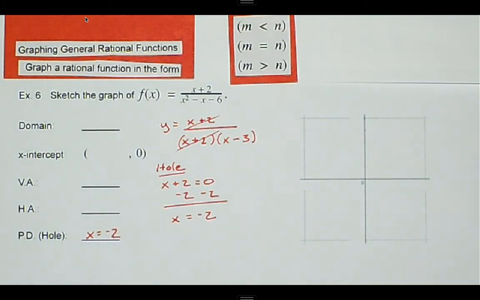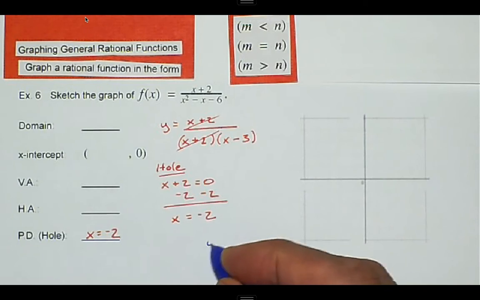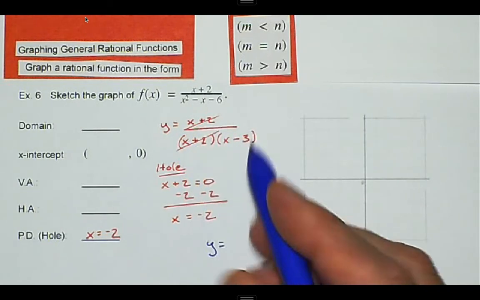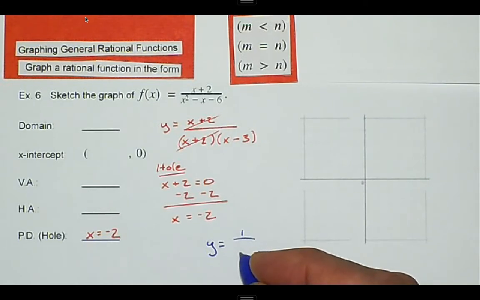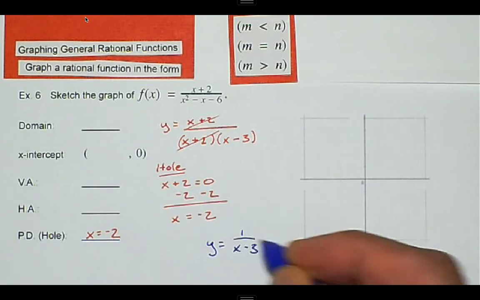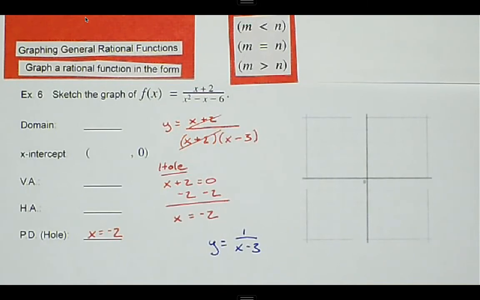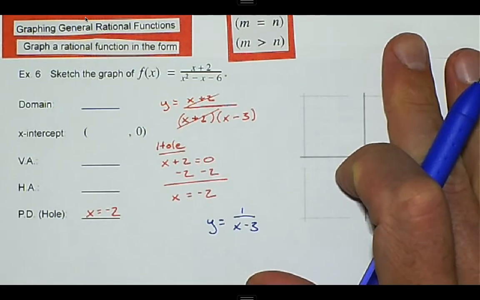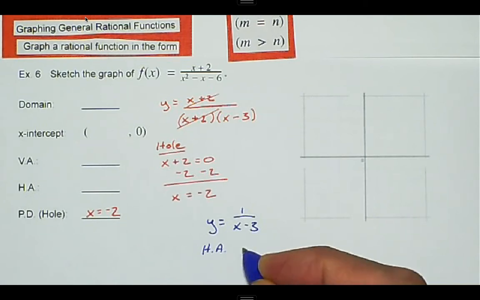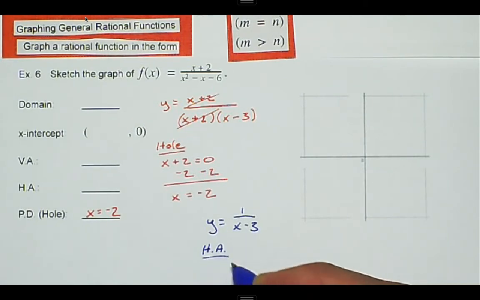Well, now our remaining function, or the function that we have left over, is y equals, in the numerator we have 1, and then in the denominator we have x minus 3. So this is the function that we're going to use in order to finish graphing this. And so for our horizontal asymptote, we know that m is equal to 0 and n is equal to 1.